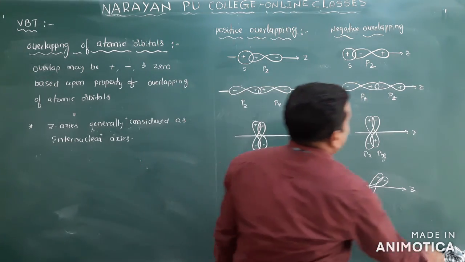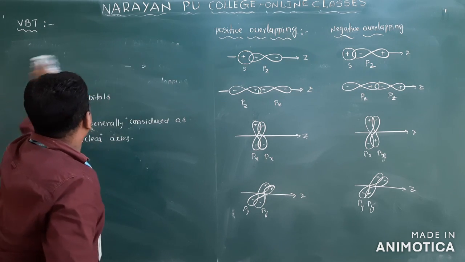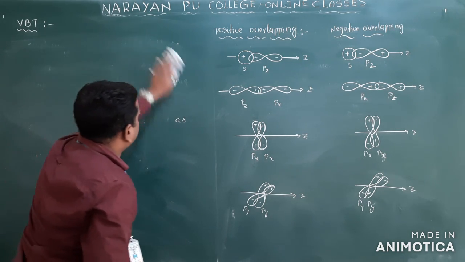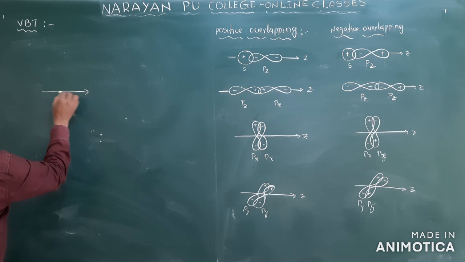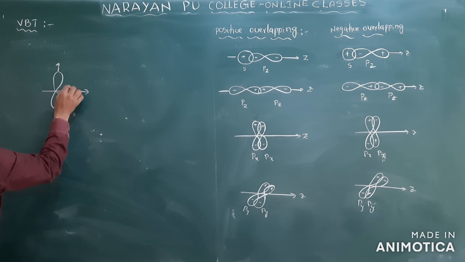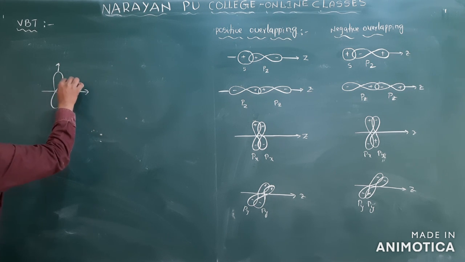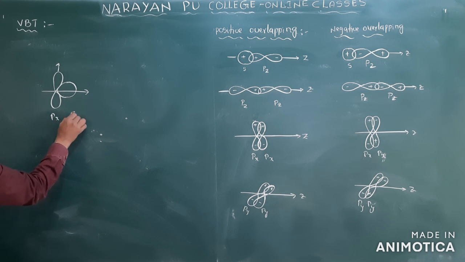Last one is there. What is the last one here? Zero overlapping. What is that one? Zero overlapping. If you take here zero overlapping, this is the zero overlapping. Clear? So Z axis I will take, and suppose if there is a Px, this is what you know Px, and this is, clear? Suppose it is Px, and this is S.